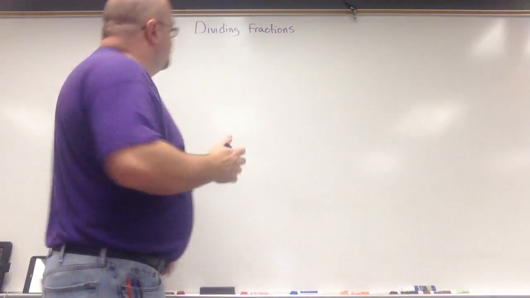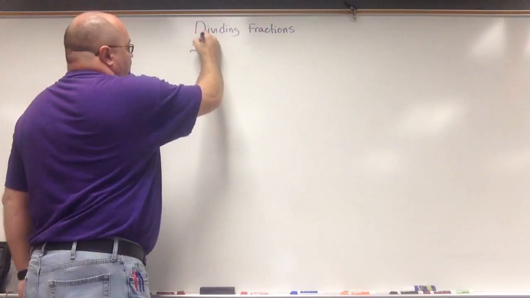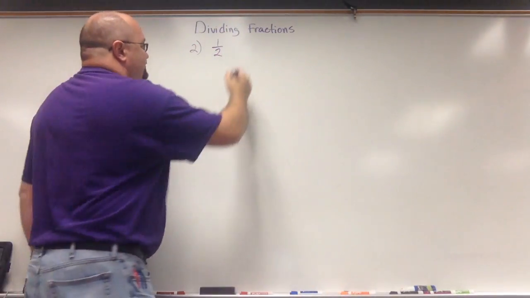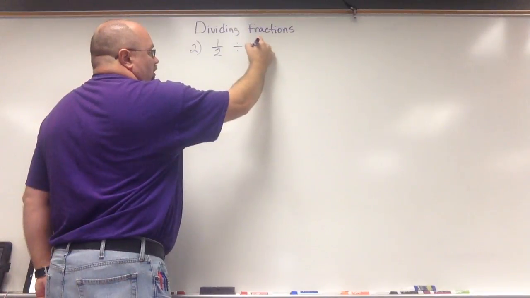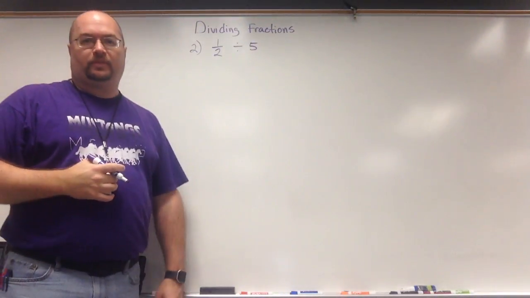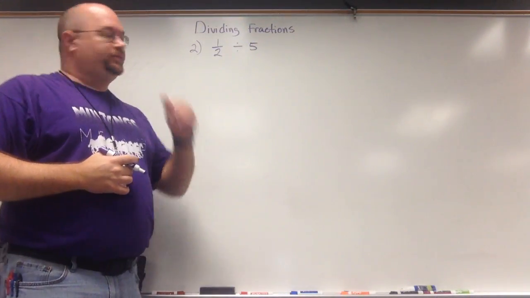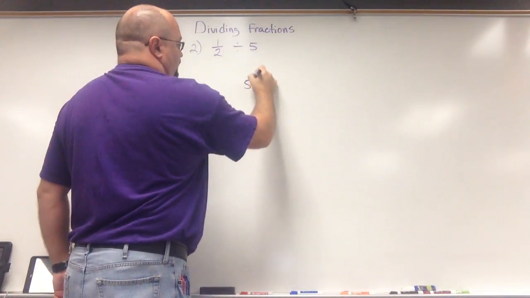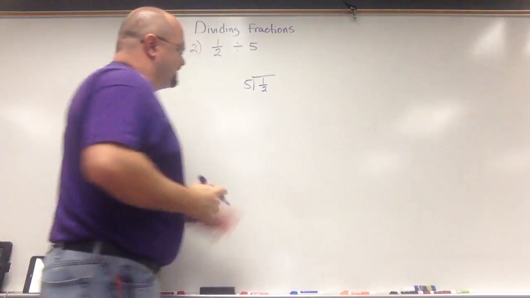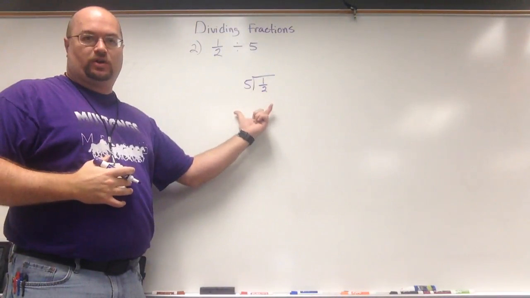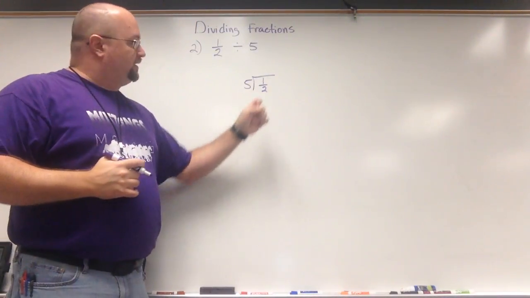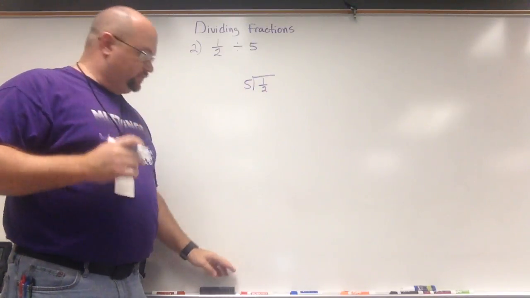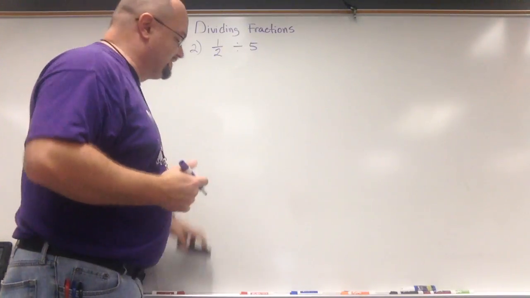All right, so number 2 is a little different because I'm starting with a fraction and then I'm dividing it by a whole number. Okay? So this really is 1/2 divided by 5, it's kind of like this. This is kind of what's going on here. That's weird because 1/2 is smaller than 5. So how are we going to do that? Well, let's look at a picture to see exactly what's going on here.